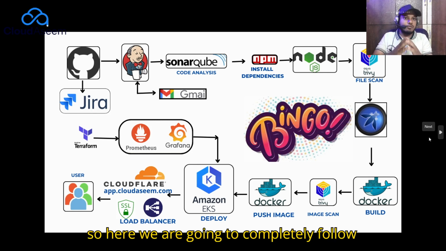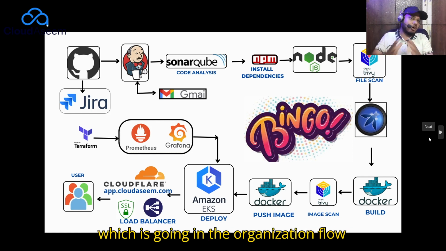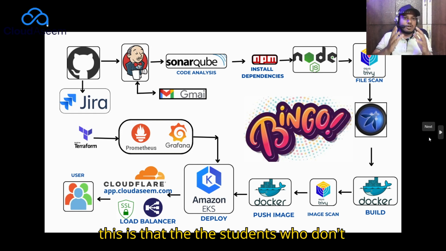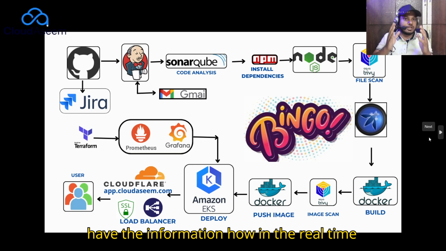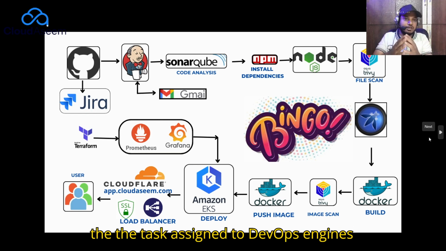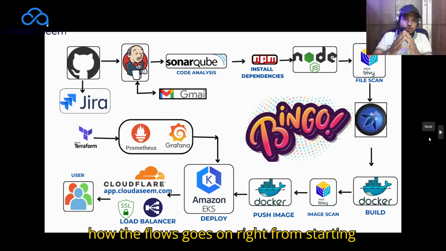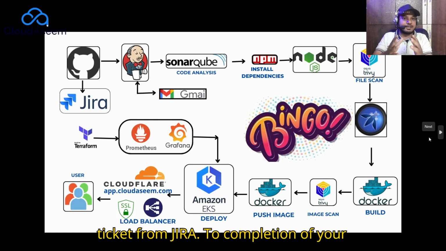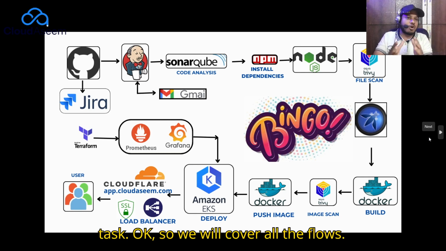Here we are going to completely follow the flow that goes on in an organization, right? The target audience for this is students who don't know how projects work in a real-time organization, the tasks assigned to DevOps engineers, and how the flow goes, starting from stand-up meetings and assigning the ticket in Jira through to completion of your task. So we will cover all the flows.